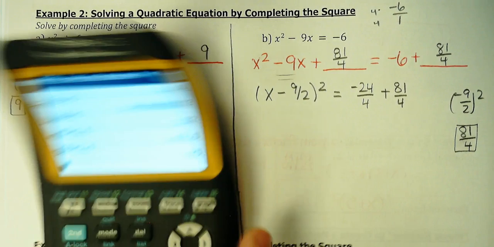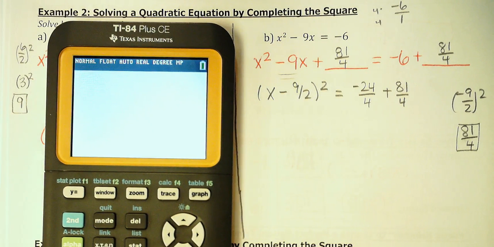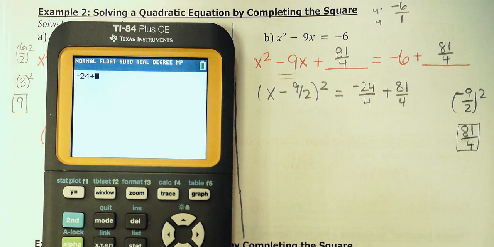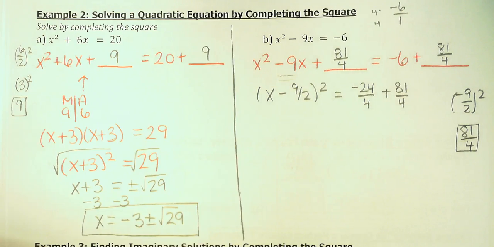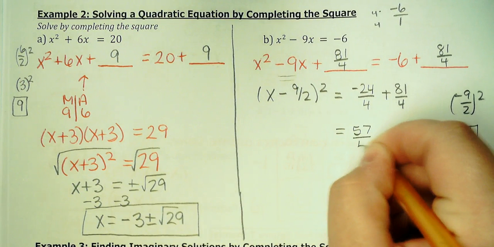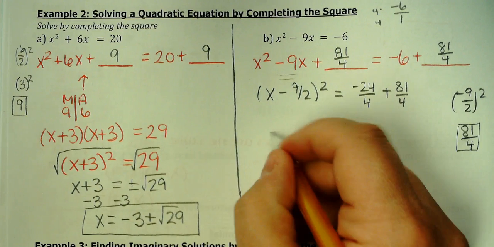Now, if you guys remember, you want to leave these as fractions for me because it'll make it easier to do in the next step, I promise. Negative 24 plus 81 is going to be 57 on the top of the fraction, and then the bottom of the fraction is going to stay 4. When you add or subtract fractions, that common denominator doesn't change.